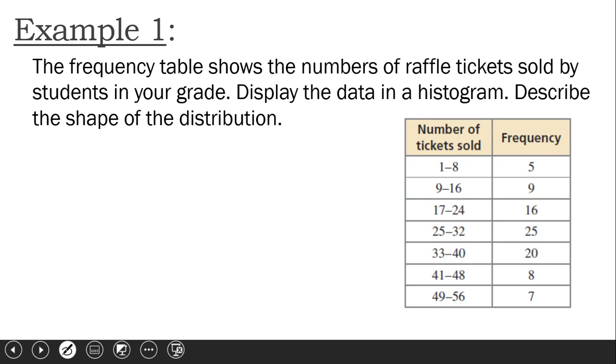If we think about this graph here where we're showing a frequency table, the frequency table shows the number of times that a data value is occurring. First it says to display the data in a histogram and then describe the shape of the data. To show the data in a histogram, you would use these as your tick marks. On your y-axis would be the frequency, and on the x-axis would be the number of tickets sold.